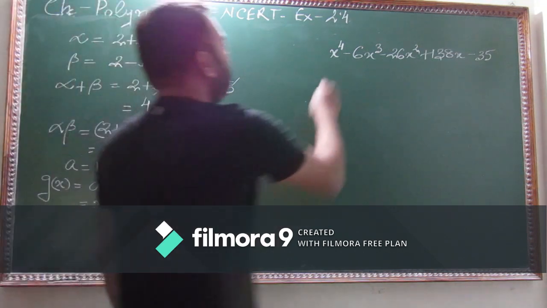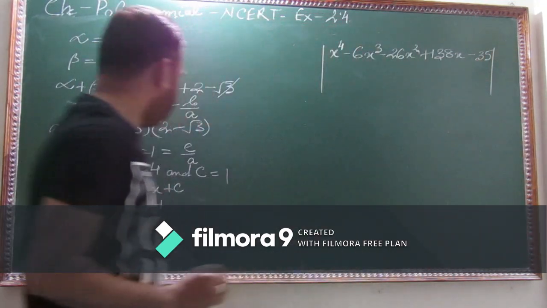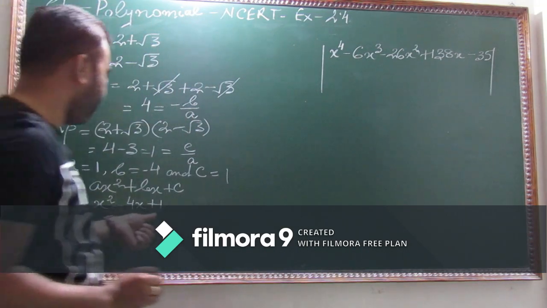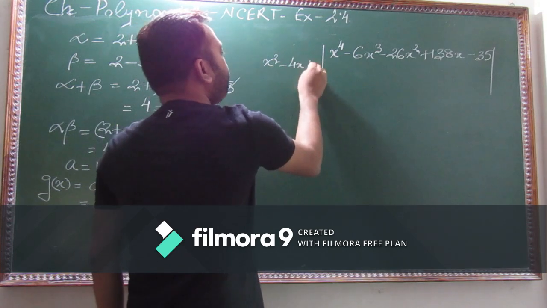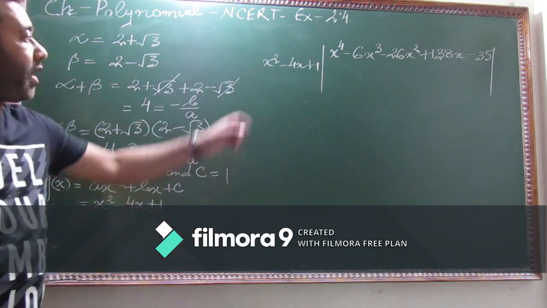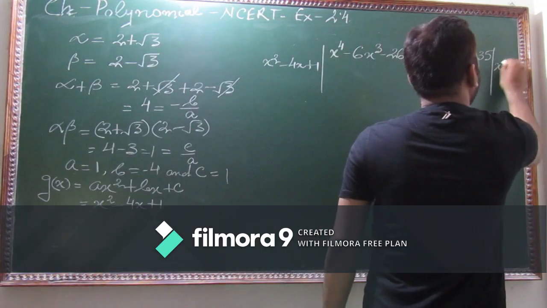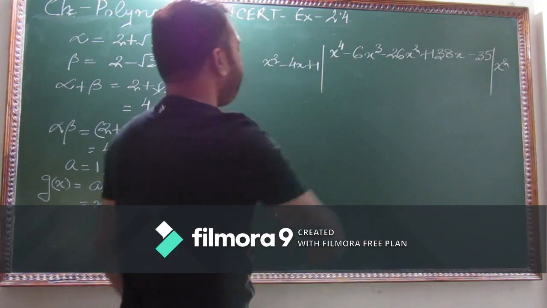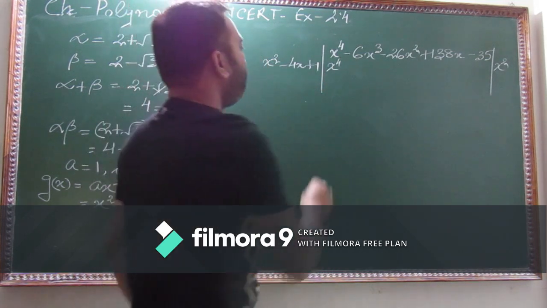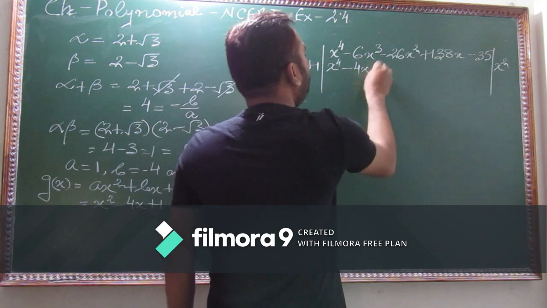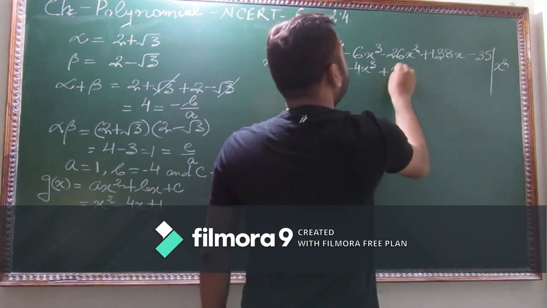How is it possible? Let me divide. The procedure is the long division method. I am going to write x square minus 4x plus 1. To make x4, I have to multiply by x square. So x square into x square is x4. After that, 4x cube minus 4x cube, after that plus x square plus x square.